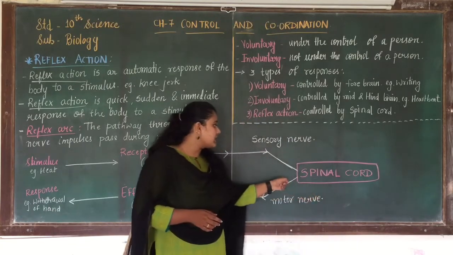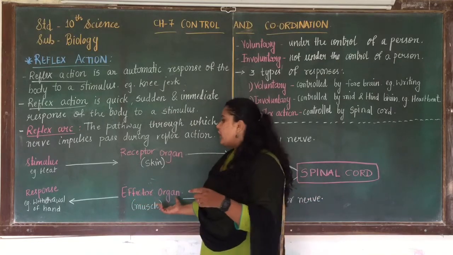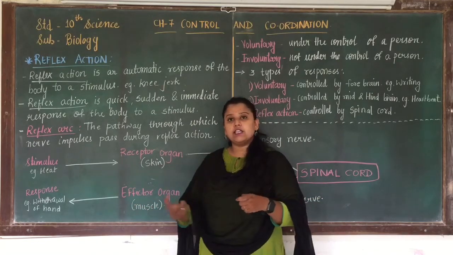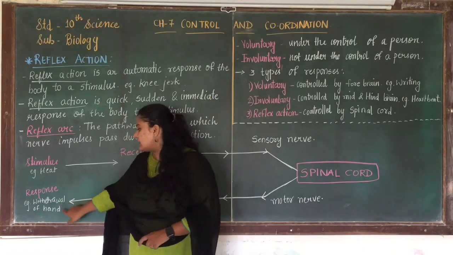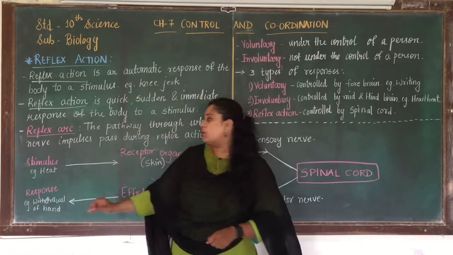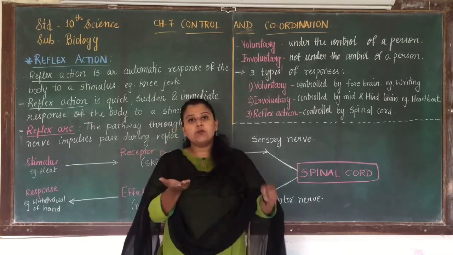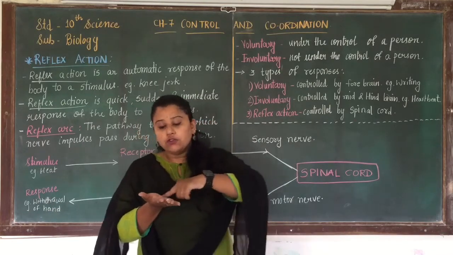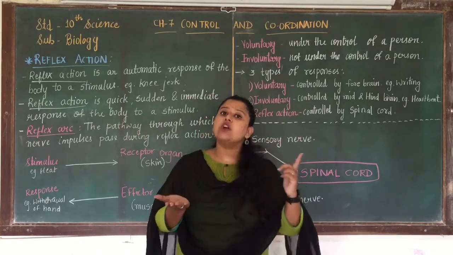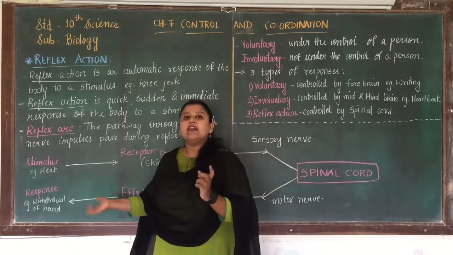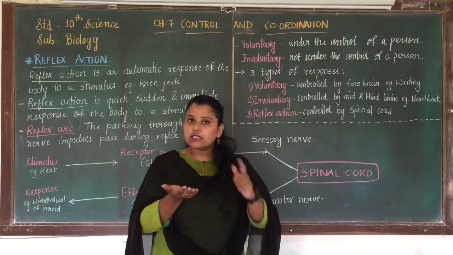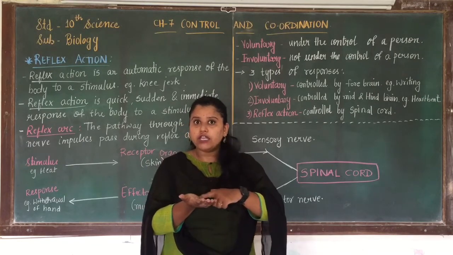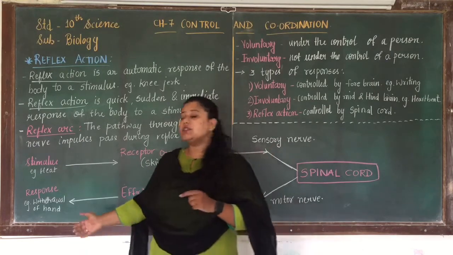The spinal cord has given the messages, and in accordance with that message, this effector organ gives the response, that is the withdrawal of hand. So when heat is given, when you put your finger on a hot plate, you lift your finger, that is you withdraw your hand from that plate, and that is nothing but the response. So the heat which is given is the stimulus, and when you withdraw your finger, that is the response.